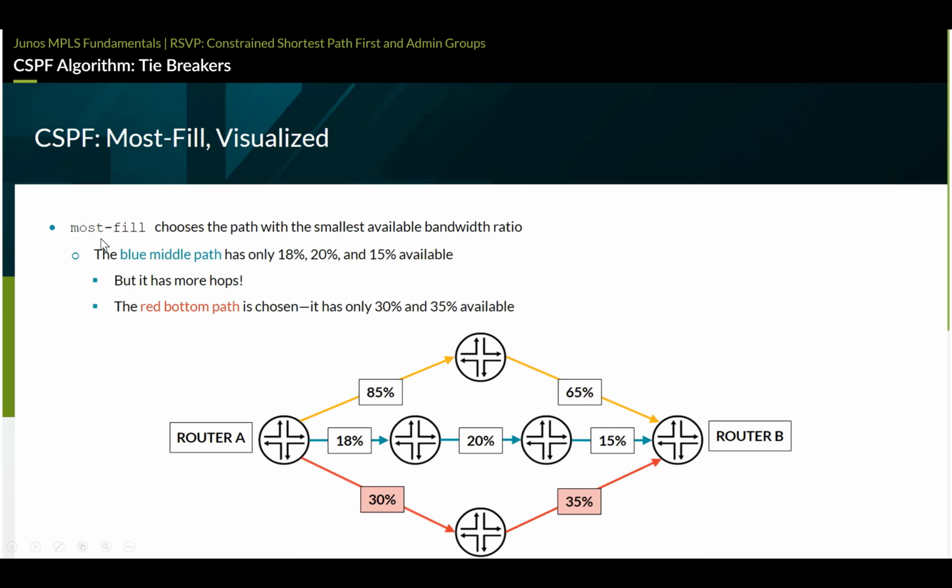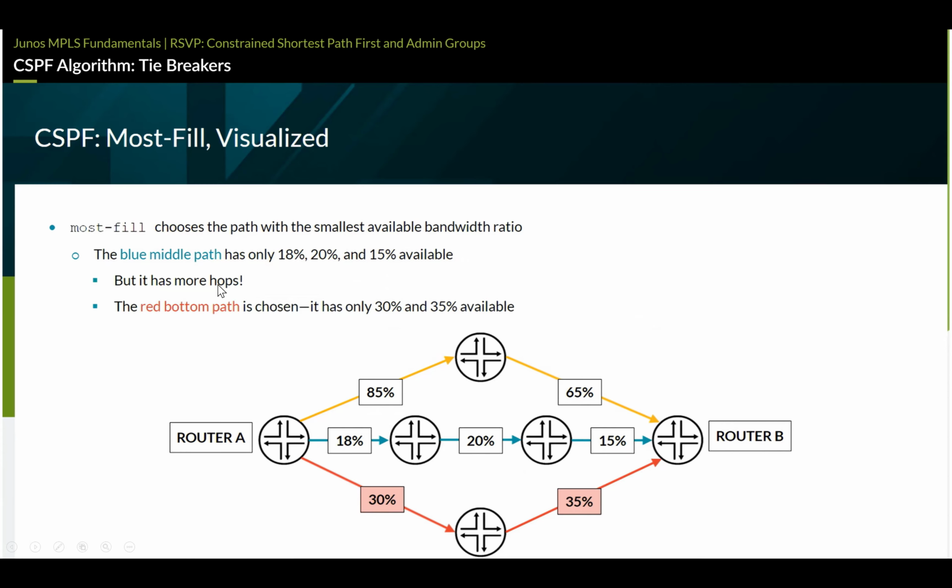Okay. Most fill: smallest available bandwidth ratio. This is the smallest bandwidth ratio, 30 and 35. That is 60. No, the blue one is the smallest available bandwidth ratio. That is 18%, 20%, and 50% available.